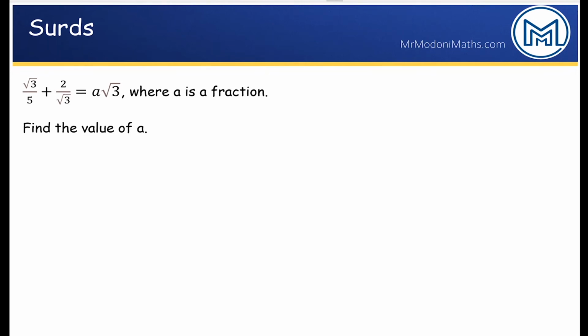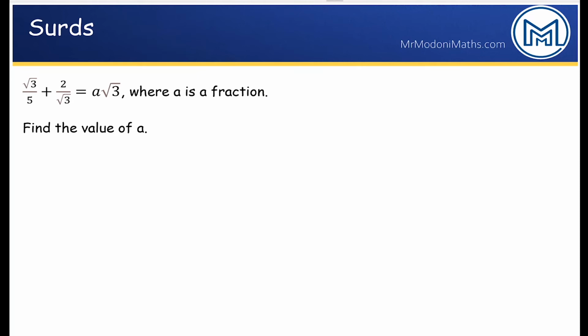In this video, we're going to look at how to rationalize surds. So here we can see on the left-hand side, we've got a fraction involving surds, and we're told that root 3 over 5 plus 2 over root 3 is equal to a root 3, where a is a fraction, and we're asked to find the value of a.